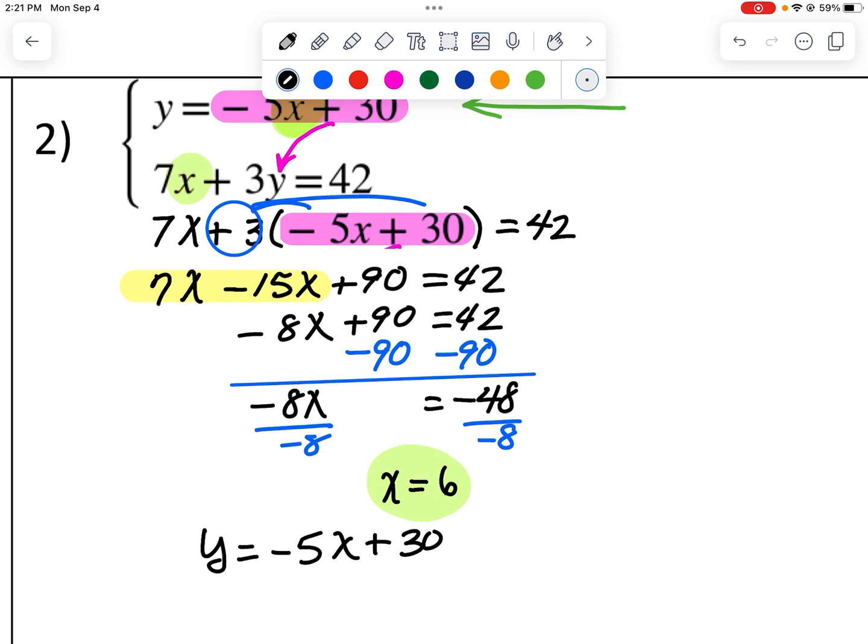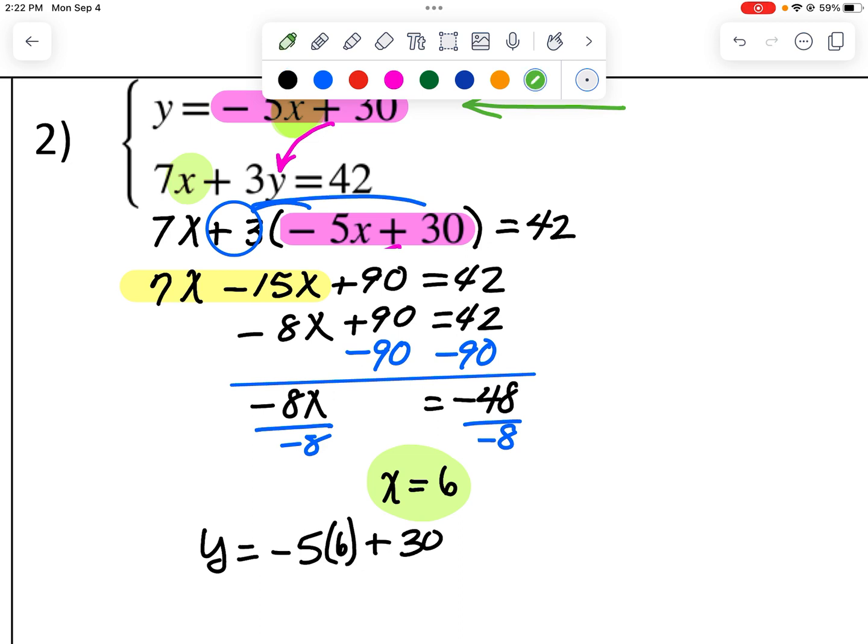So x equals 6. So I'm going to remove the x. Gosh darn it, my eraser's too big. Hang on, let me get my eraser smaller. Yep, there we go. I'm going to erase this x, and I'm going to replace x with 6.